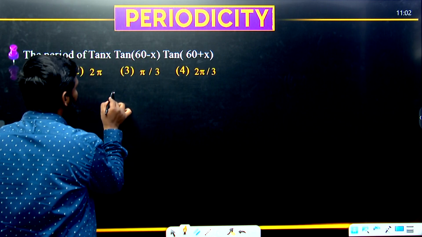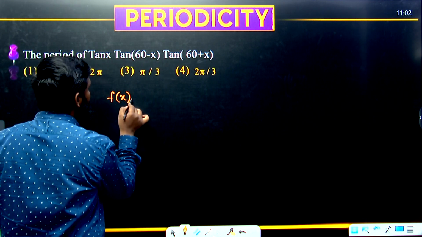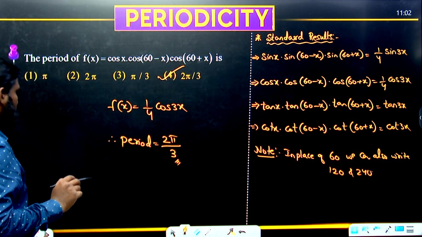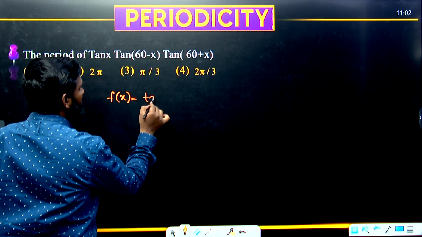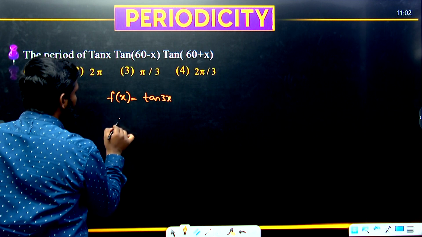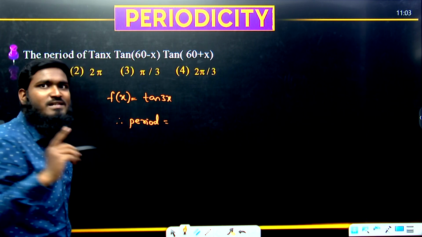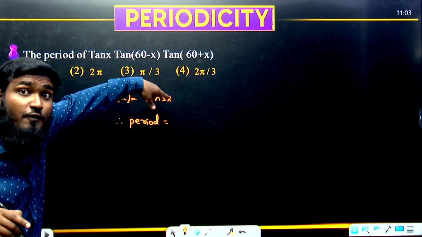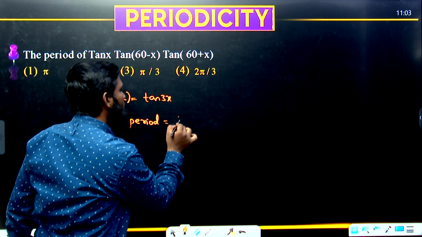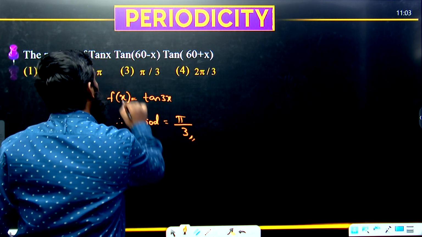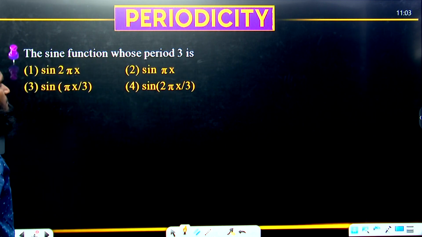So similarly for this also, f of x is equal to tan 3x, in place of tan we write tan 3x. Therefore the period is equal to T by mod A. What is the T value for the tan function? Pi. So pi divided by 3. Okay, pi by 3 means option 3 is correct.